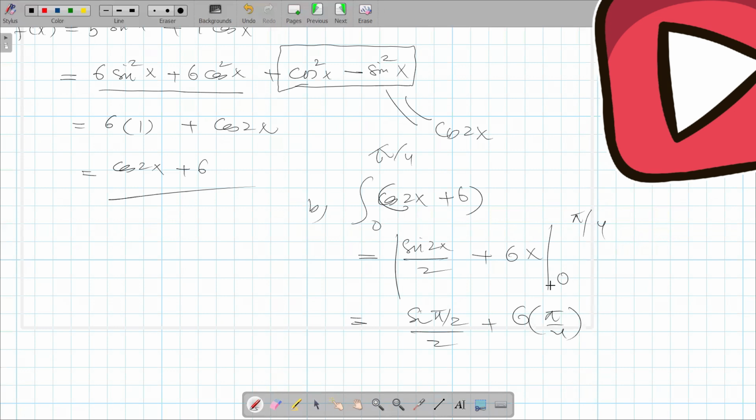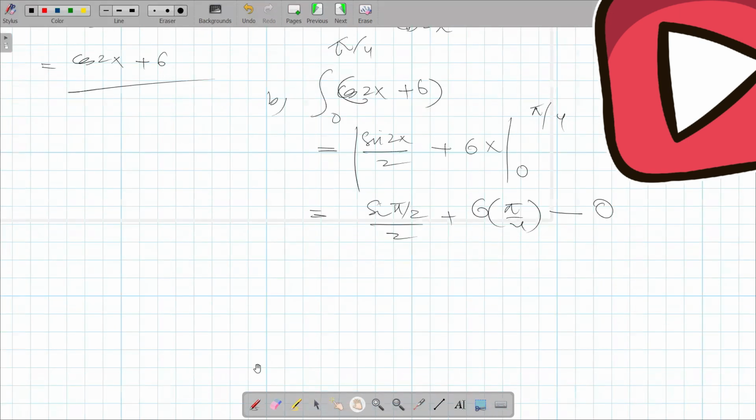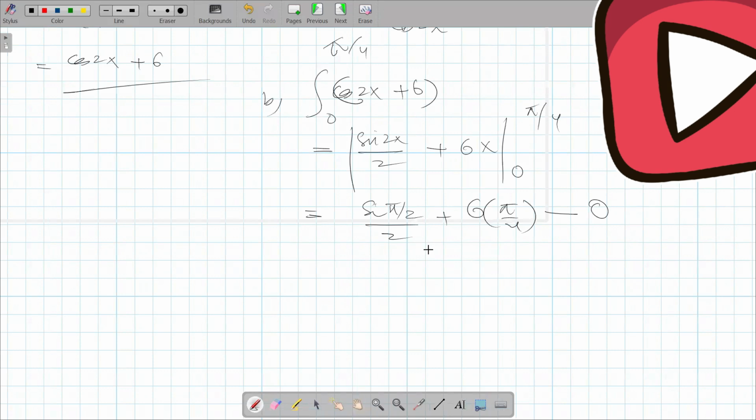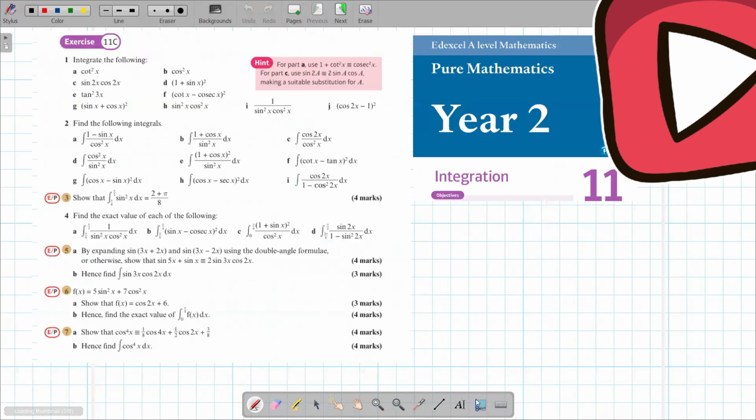And when we put 0, both the terms will become 0 because sine 0 is 0. Sine pi by 2, what is its value? It is 1. Remember, sine pi by 2 is one. So no problem. So this is 3 pi by 2. This is the exact value of the given integral.